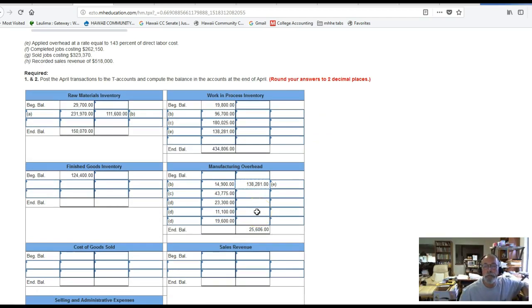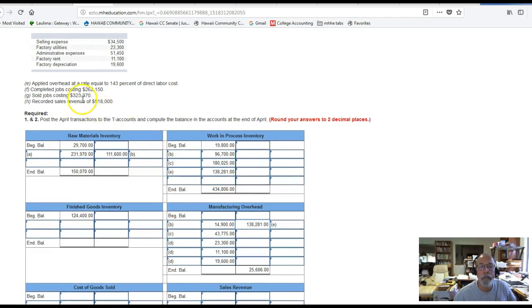I need to recalculate that overhead applied amount. And again, overhead applied at a rate of 143% of direct labor. And so our direct labor is 180,025. And we use a rate of 1.43 or 143%. So that is 257,435.75.